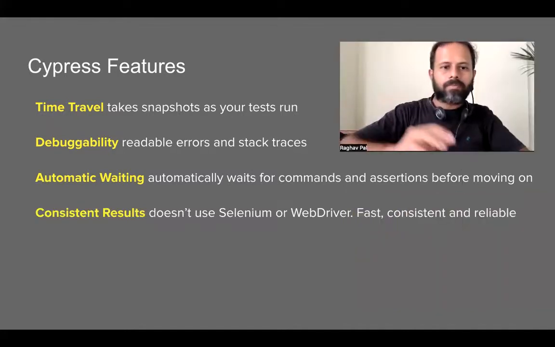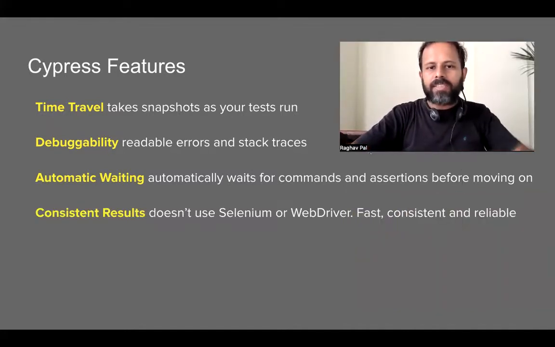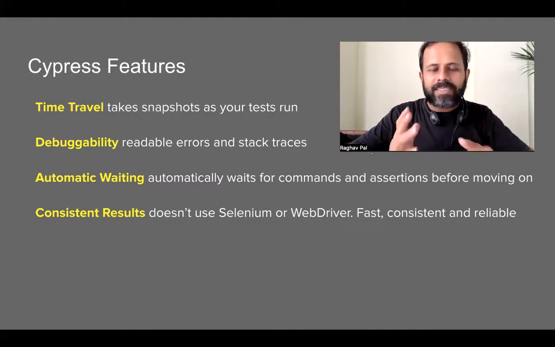Then we have consistent results. In automation, you will see that sometimes when we run the same test case, sometimes it passes, sometimes it fails, where there are no changes from the backend and no application changes, but still we see some inconsistency in the results. That can be because sometimes the objects are not loaded properly, or the page takes some time to load, and all the objects are not loaded at the same time. So things like that happen.